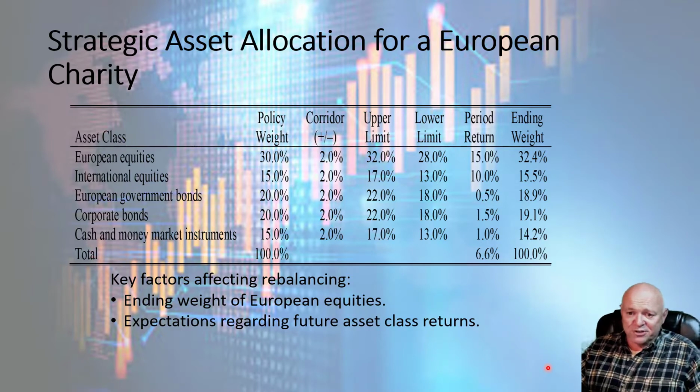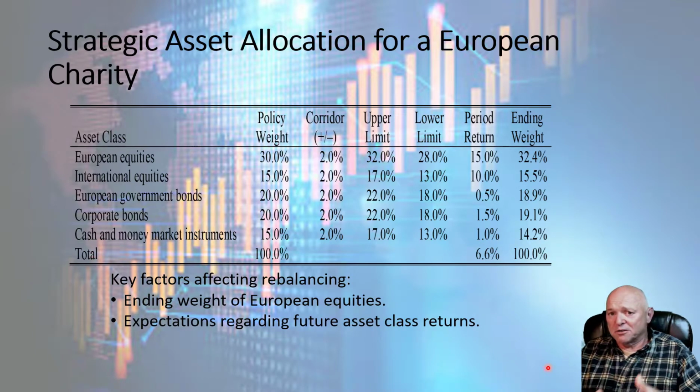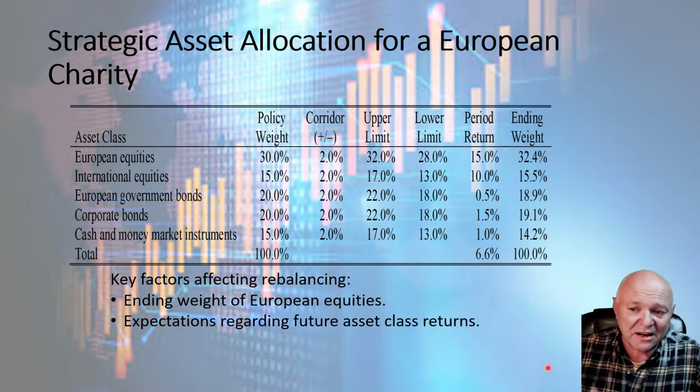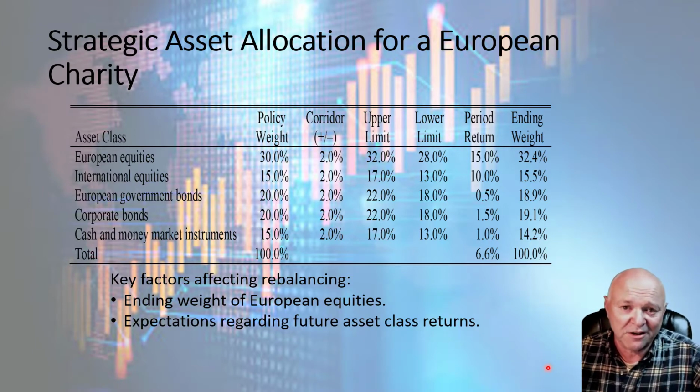We've defined corridors, and these essentially are going to give us the upper and lower limits. So if 30% is our policy weight for European equities with a 2% corridor, it means we can allow our fund to go up to 32% and down to 28%. Anything above 32% would say we're overweight in European equities, and anything under 28% would say we're underweight. And for all of these other categories, we've also set 2% corridors. And so you can see how high or how low we can go without breaching those rebalancing rules.